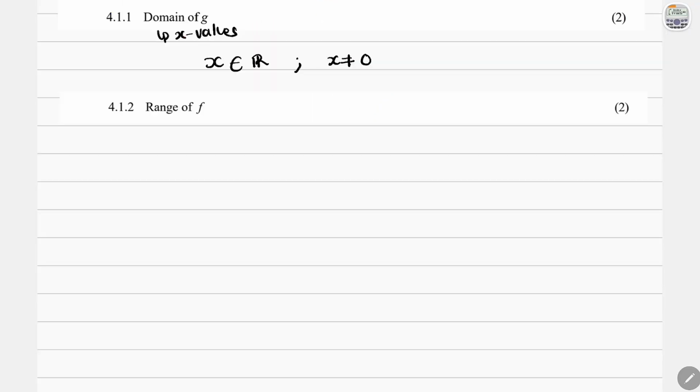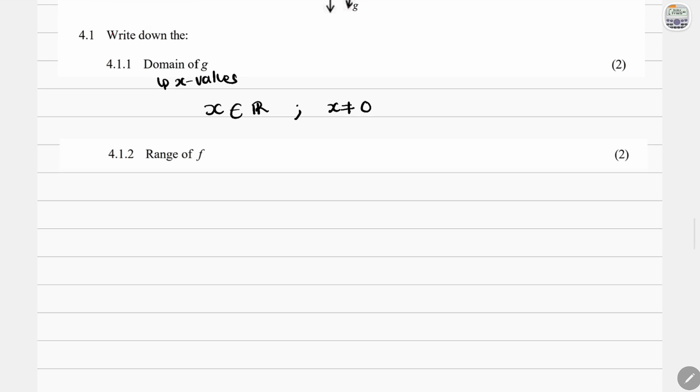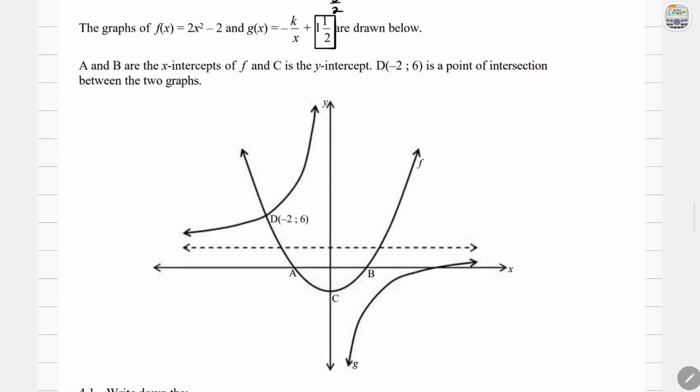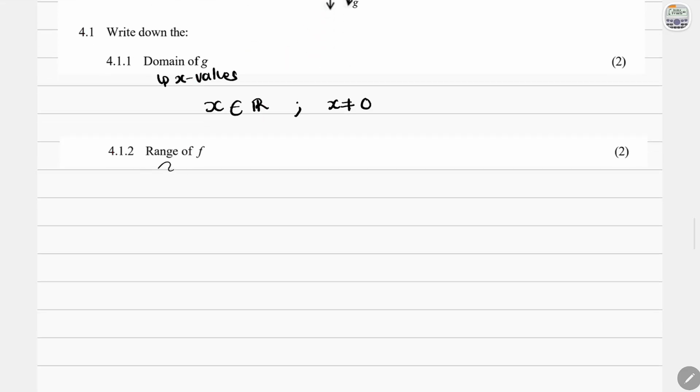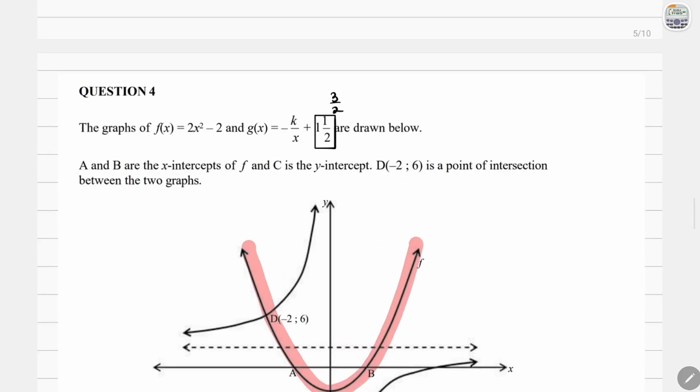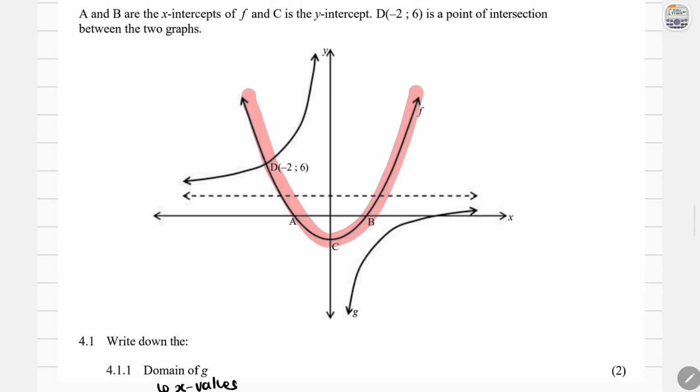Question 4.1.2 says we need to determine or write down the range of f. So the graph of f is our parabola. What is the range? The domain refers to all the possible x values of a graph. The range refers to the y values. So what are all the y values that exist for this parabola? When they refer to y values, you can look at the y-axis and then just see the y values that this graph would have. See, this point over here, it has this y value.